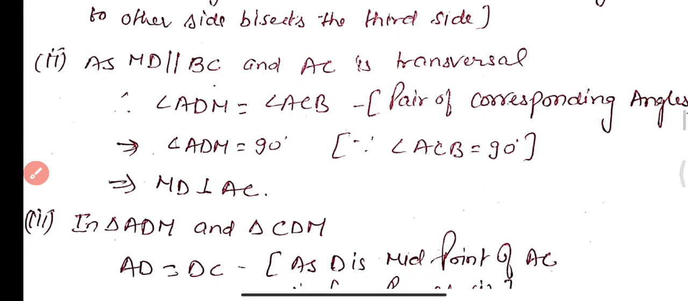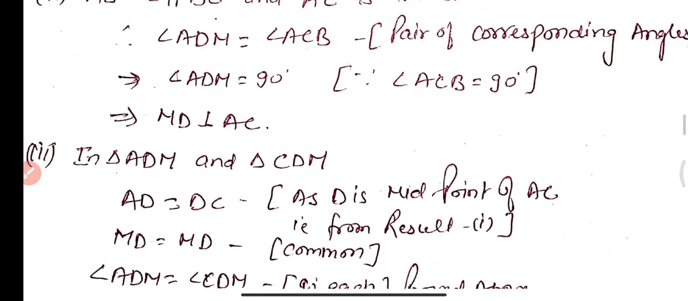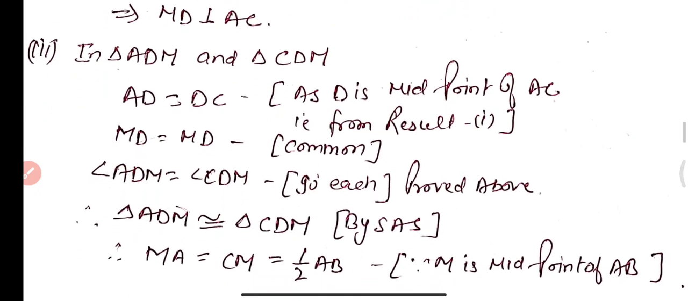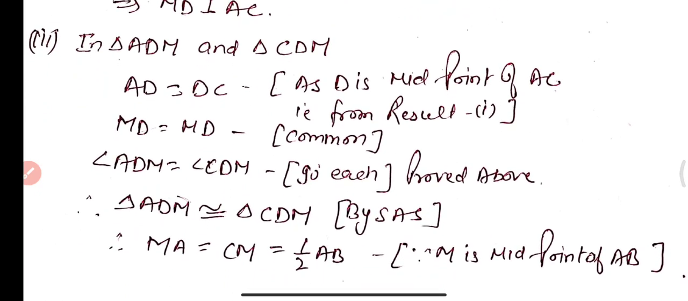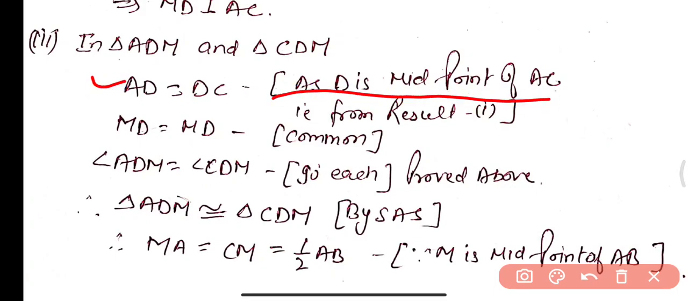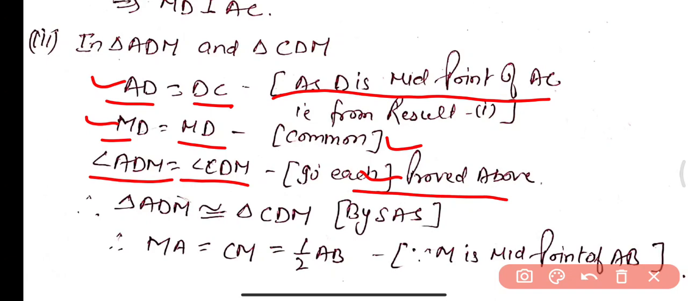So now in triangles ADM and CDM, you can see AD equals DC, as we know that D is the midpoint of side AC. D already हमें given है कि side AC का midpoint है. So AD equals DC. Similarly MD equals MD, that is common, and ADM equals CDM, 90 degrees each, that is proved above in part number 2.